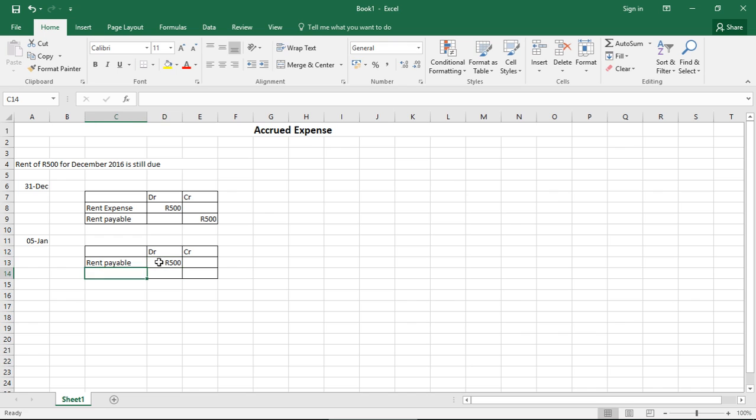And then what do we credit? We credit bank or cash, because that's where the money is coming from, and bank decreases on the credit side. So the money is decreasing from our bank account because we're using it to pay the rent, the accrued expense. So that's it for the transactions for accrued expense. Accrued expense is a liability.